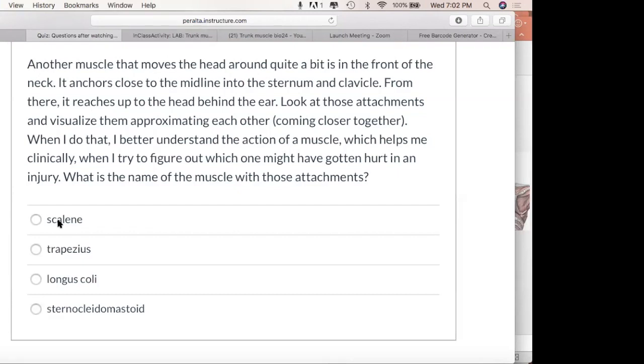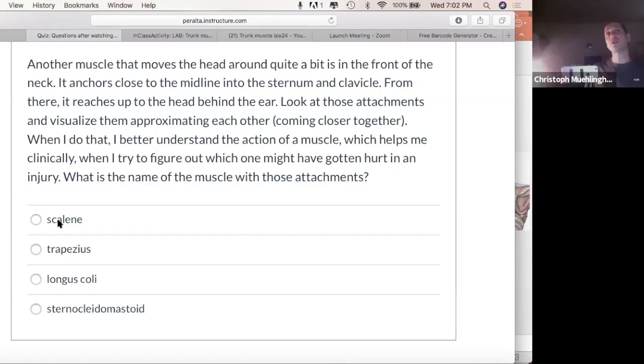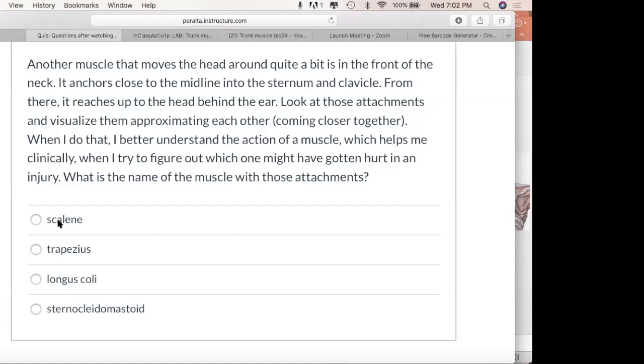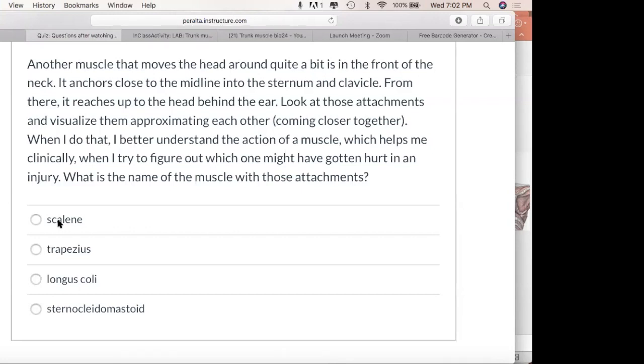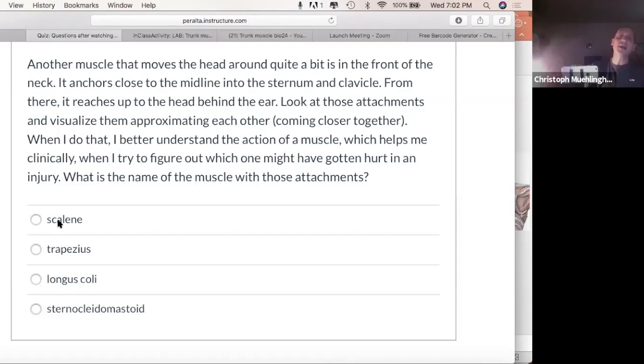So what I do to understand a muscle is sometimes I hold both of my attachments, like under the skull and then by the sternum, for example, for this muscle, and I bring those attachments closer, and that helps me understand what the muscle does. It helps me clinically when I try to figure out which one might have got hurt in an injury. That's just for my practice stuff.